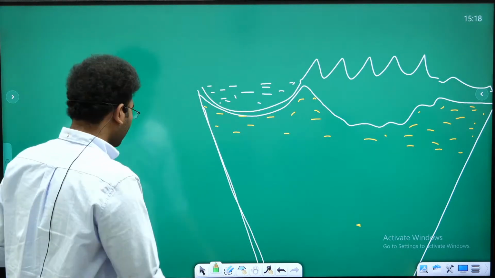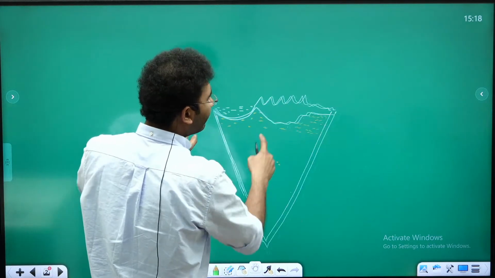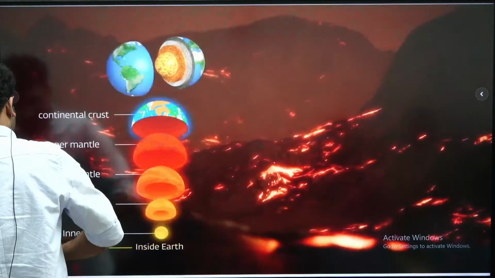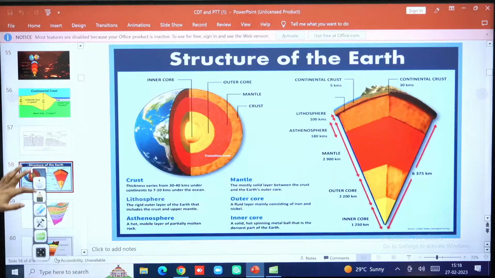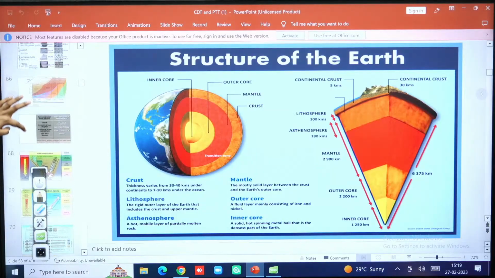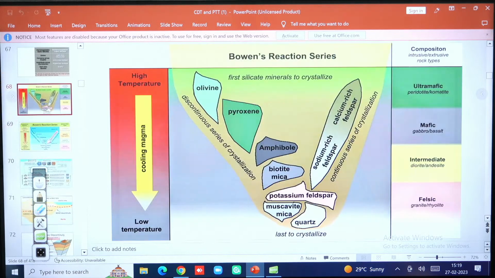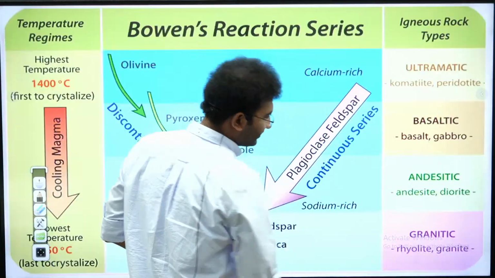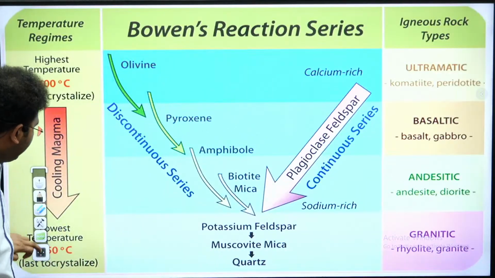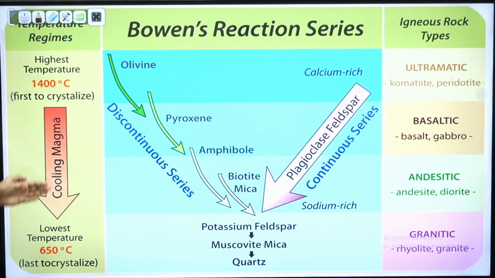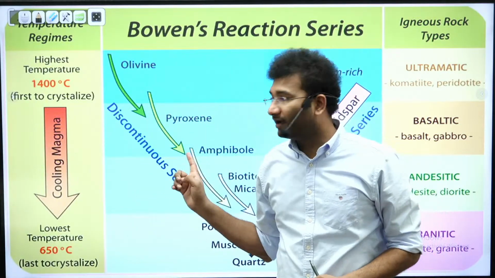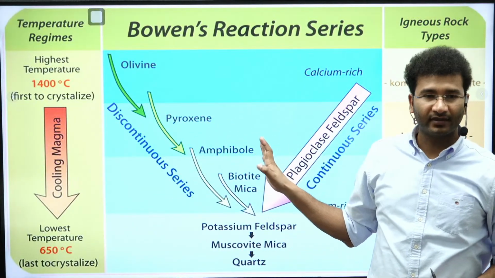I'll show you in the geography optional. You will study in very detail about a particular series. Have you ever heard of the Bowen reaction series? This is the depth profile and temperature profile. In volcanism you learn this. Today I'm only giving you an introduction to this.